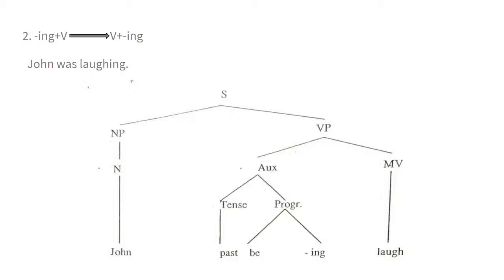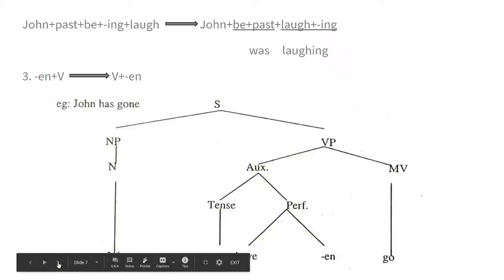The sentence can be divided into 2, NP and VP, and NP is composed of only one element, that is the noun, and that is John. VP can be divided into 2, auxiliary and main verb. Auxiliary can again be divided into 2, tense and progressive. Tense is past tense, as you can see, and progressive is be and ing, and the main verb is laugh. Now we are going to apply the T rule, the affix switch rule.